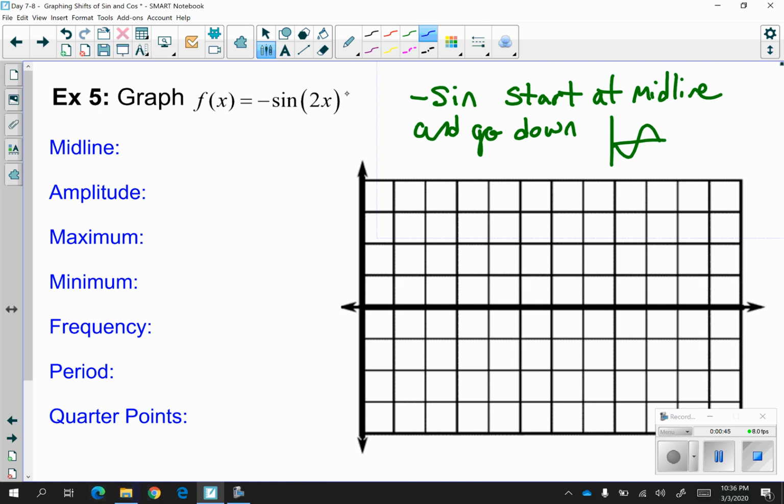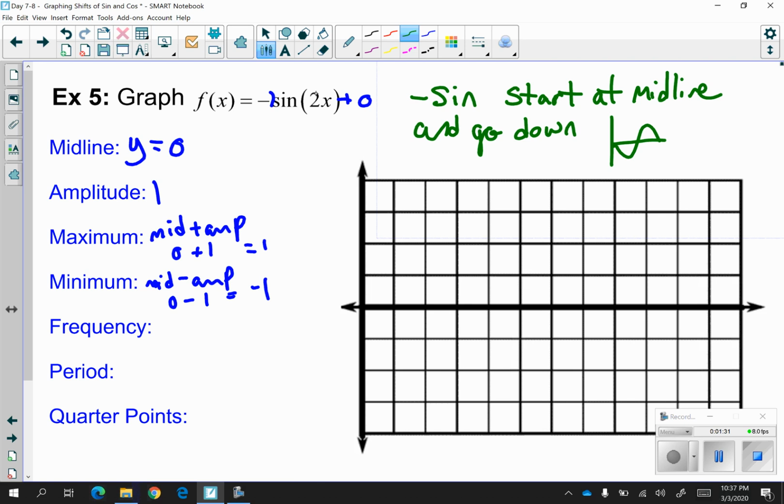Your midline is 0 because there is no vertical shift, and just remember to include the y equals. Your amplitude is the number in front of the trig function, which in this case is 1. Remember, it's always positive, so it is not negative 1. Your maximum is your midline plus your amplitude. So that's going to be 0 plus 1, which gives us a maximum value of 1. And our minimum is your midline minus your amplitude. And that's going to give us 0 minus 1, which is a minimum of negative 1.